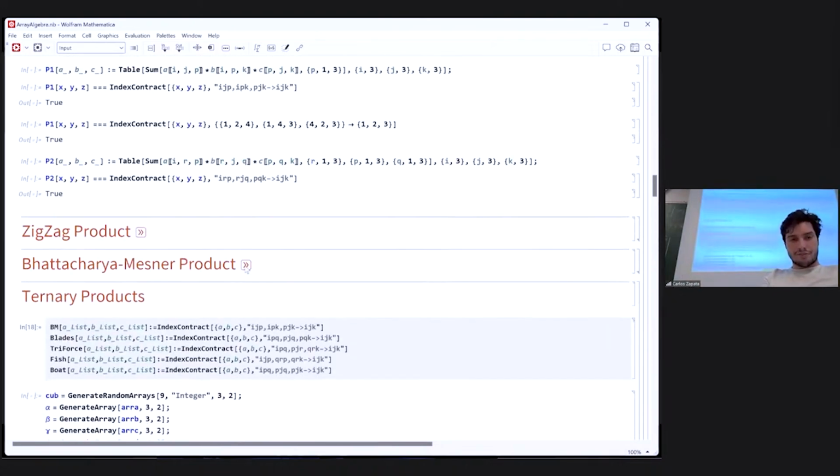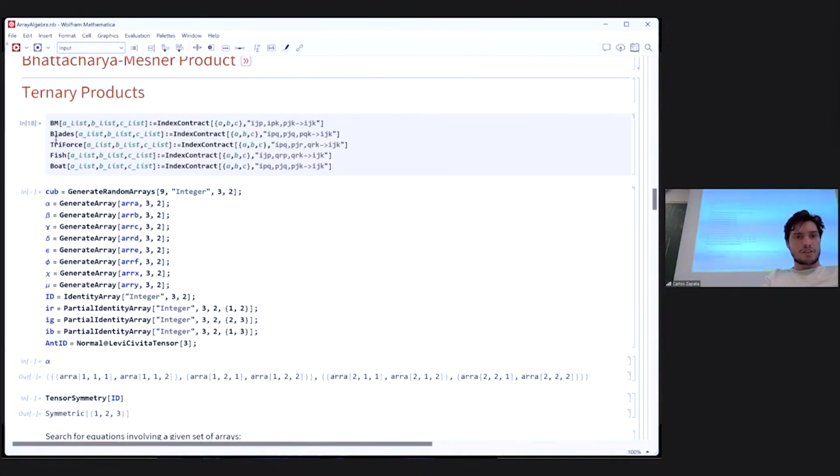Then we define the ternary products. So the Bhattacharya-Messner is here. You can see that the pattern is IJP, IPK, PJK, which is the same as before, and the output is always IJK. You don't need to get lost in those terms. It's just different combinatorics. The only constraint is that, up to orderings, you need to have as many contractions as necessary. As you were saying on Monday, if you have 9 indices, you'd have to contract 6 of them. But it can be done in many different ways.